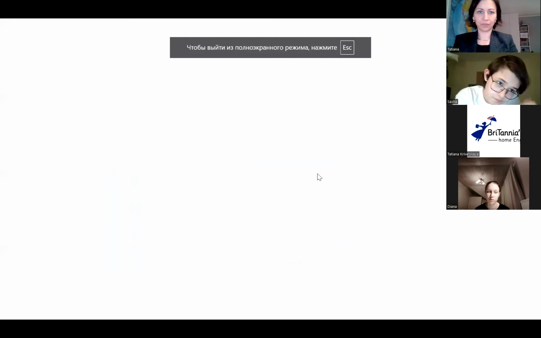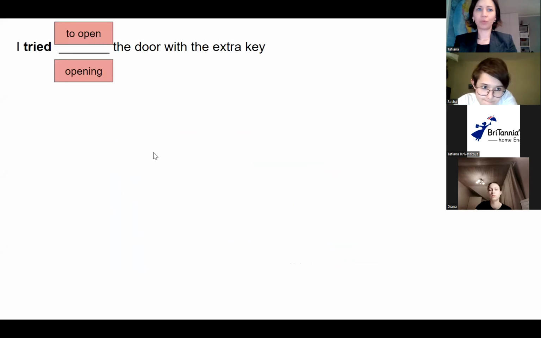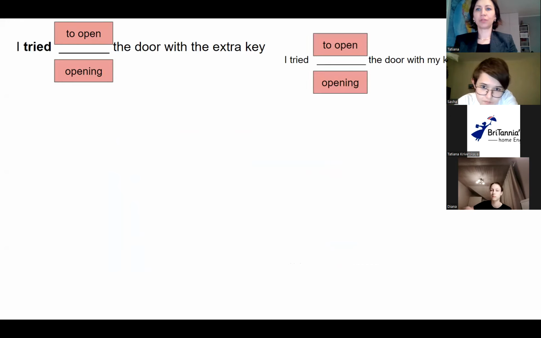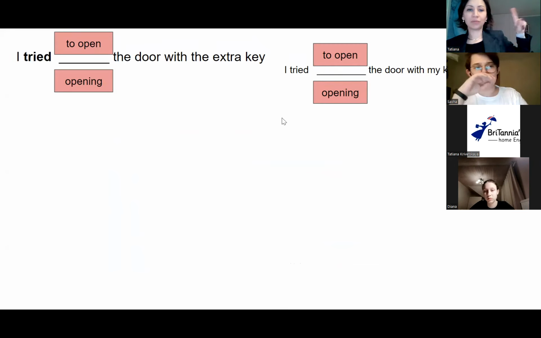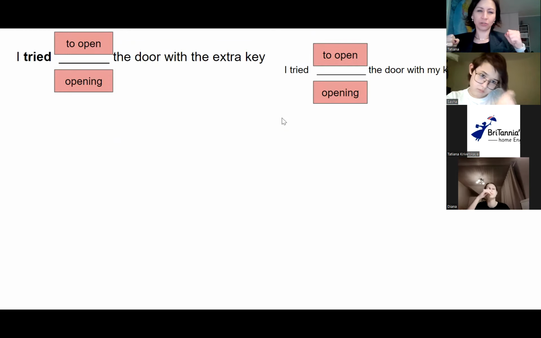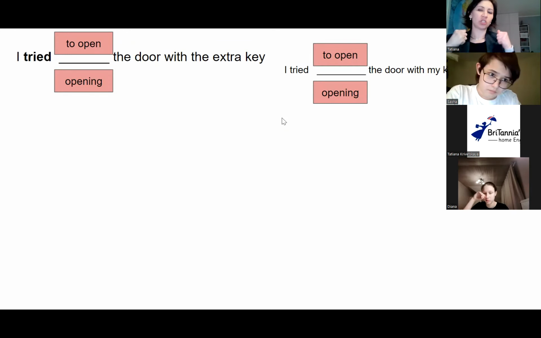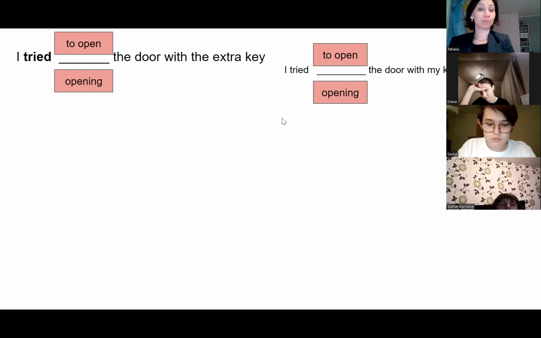Okay, the try thing. I tried to opening the door with the extra key. I tried to opening the door with my key, but it didn't work. I will give you a clue here: try doing or try to do. One of them is about an experiment. The other one is about effort, you put force into it. You put your power into it. So which one is which?